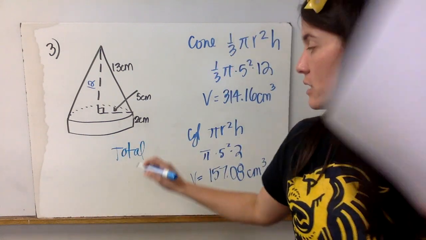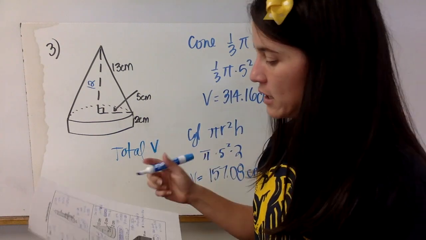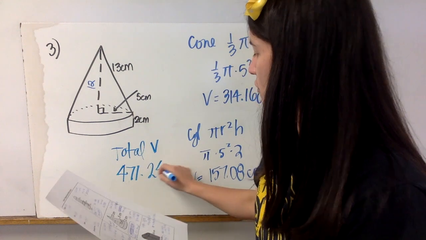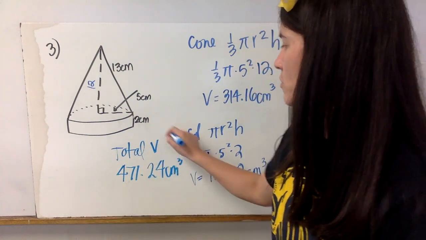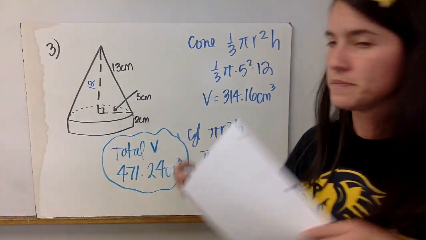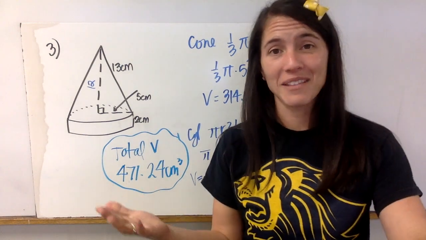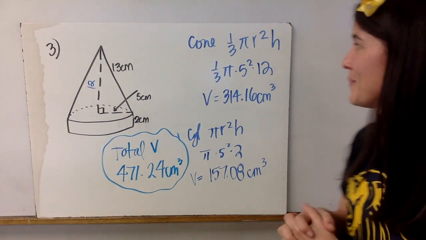Total volume is 471.24 centimeters cubed. So you found the volume of the cone and the volume of the cylinder, and then you add them together to find the total volume.